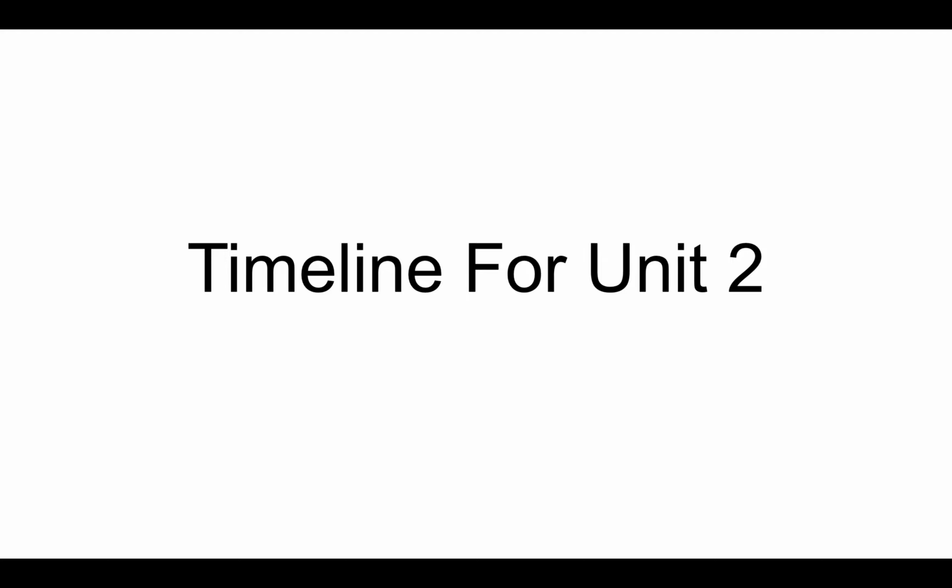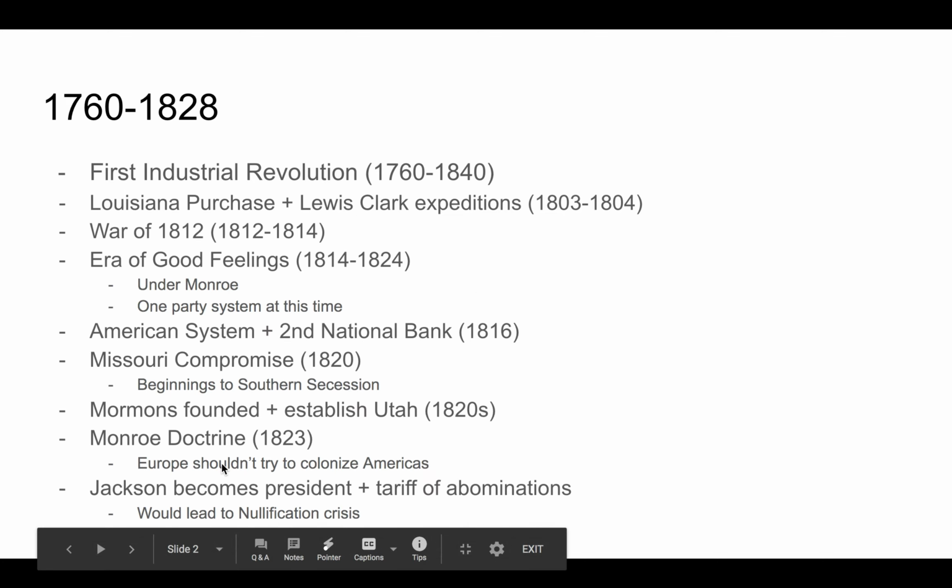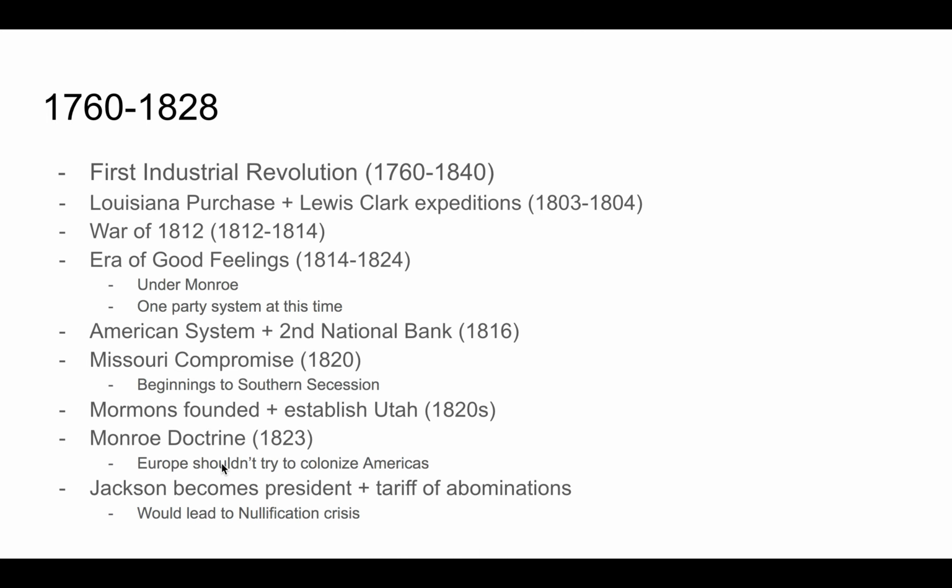In this video, I'm going to be outlining the timeline for Unit 2 and a little bit of Unit 3. First, I'm going to be going through 1760 to 1828. First up, with the first Industrial Revolution, which lasted from 1760 to 1840. Then we have the Louisiana Purchase plus the Lewis and Clark expeditions, which was in 1803 to 1804.